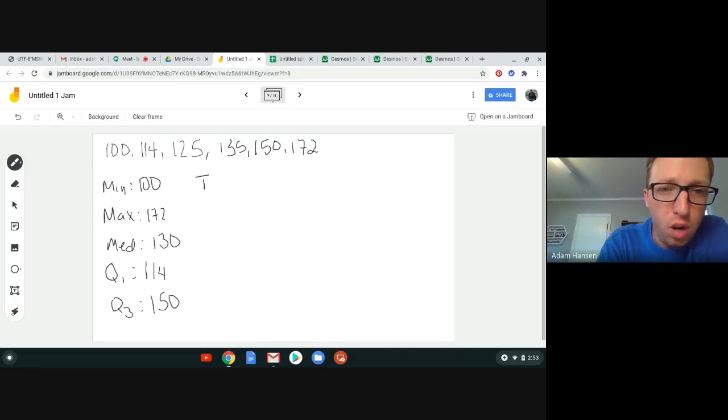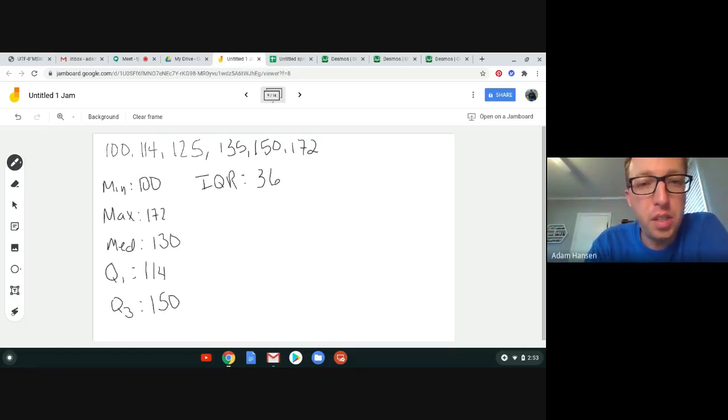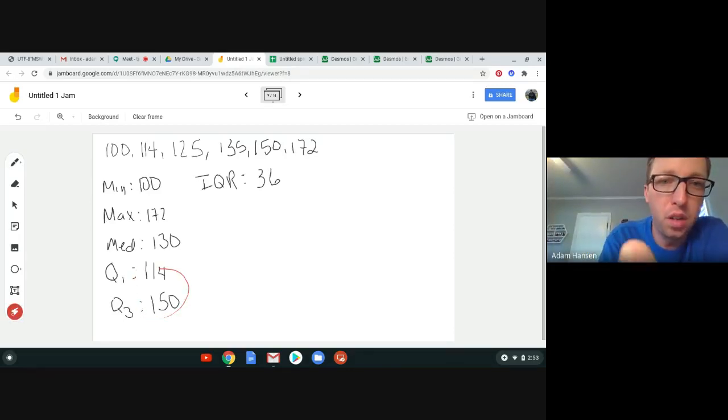The IQR that we'll need to determine the fences would be 150 minus 114, or 36. There's a difference of 36 in the middle 50% of their data, because once again, the difference between Q3 and Q1, that's the middle 50% of the data.